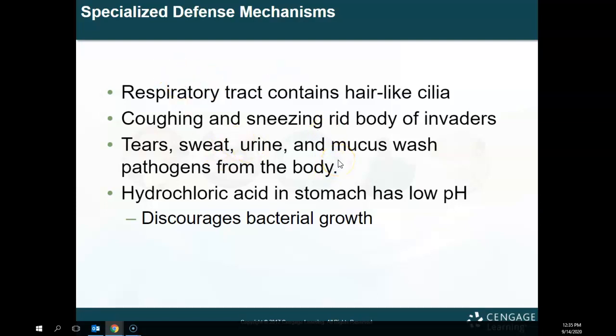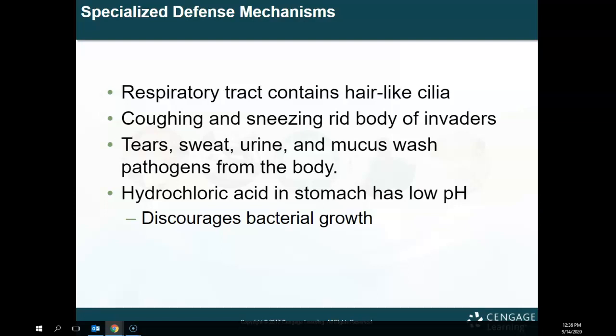Tears, sweat, urine, and mucus wash pathogens away from the body. Every time you cry, you're wicking pathogens away, especially if your eyes are just watering. It's your body's reaction to get rid of something that's in there. Every time you sweat, you're getting things out of your body that don't belong there. When you urinate, you're getting rid of good and bad stuff, extra minerals that your body doesn't need, and also pathogens, microorganisms. Mucus, have you had a cold and you're coughing up phlegm? That's trying to get rid of stuff right there.